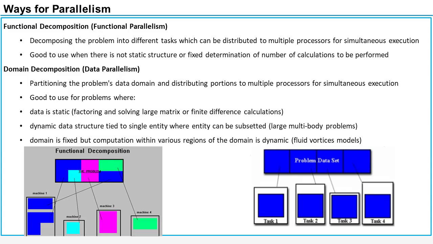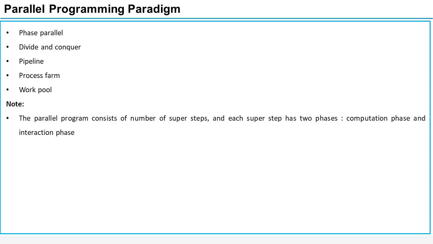Domain decomposition, which is data parallelism, means partitioning the problem's data domain and distributing portions to multiple processors for simultaneous execution. It is good to use for problems where data is static, where a dynamic data structure is tied into a single entity that can be subsetted, or where the domain is fixed but computation within various regions of the domain is dynamic. You have a representation for functional decomposition and problem data set.